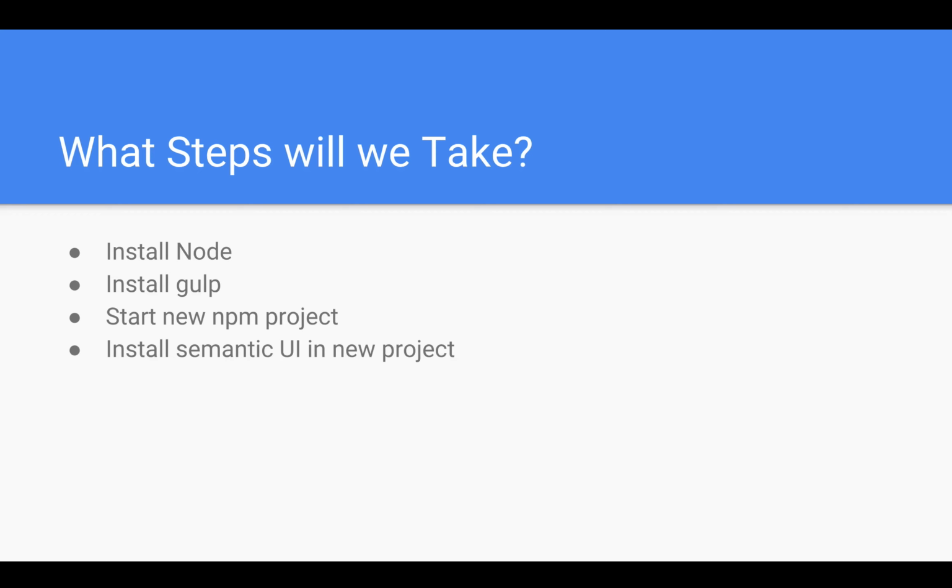So our steps here are going to be to first install node.js. If you've already installed that, that's great. You can basically skip a step there. After this, we're going to install Gulp. That's only going to take a minute or so. And then we'll start a new npm project. We'll run that npm init to get ourselves set up. And once we have that project ready to go, we'll install Semantic UI into that project.